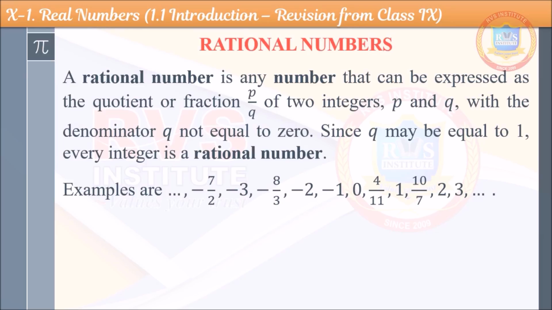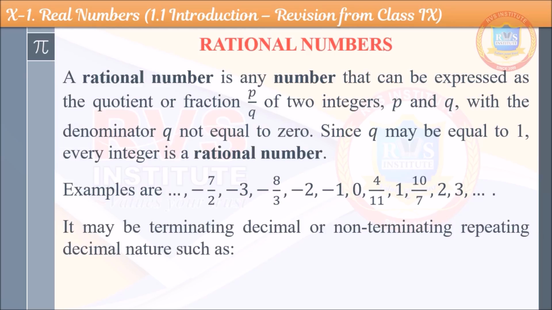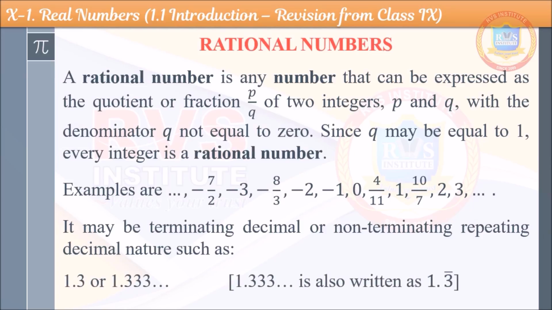Simply we can say rational numbers are the ratio between two integers p and q, where q should not be equal to 0, as q is the denominator and denominator should not be equal to 0 in rational numbers. All the integers are also rational numbers, as 1 is there in the denominator of integers, and similarly natural numbers and whole numbers are also rational numbers, as they are included in integers. Rational numbers may be terminating decimals or non-terminating repeating decimals. Examples are 1.3, a terminating decimal, or 1.333..., a non-terminating repeating decimal.